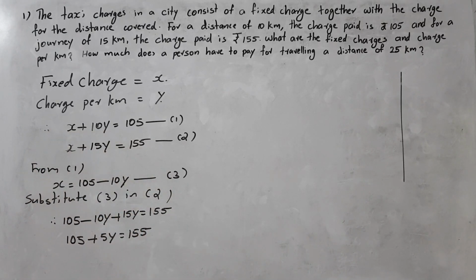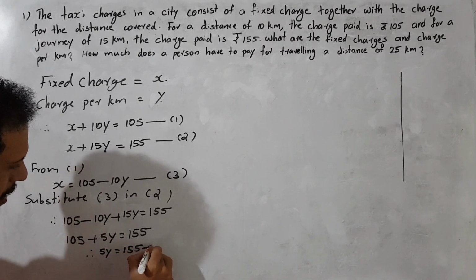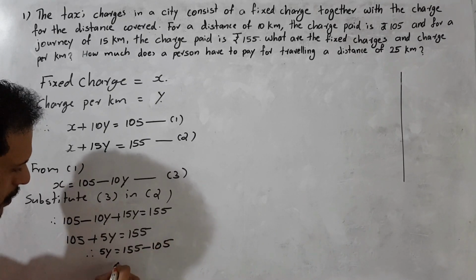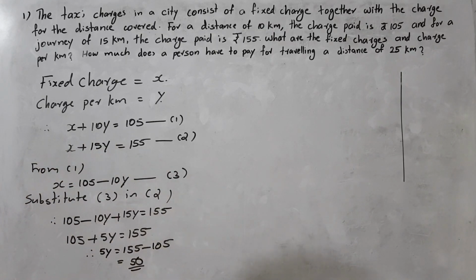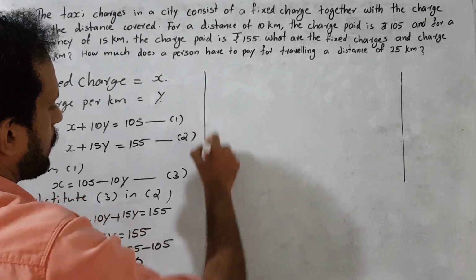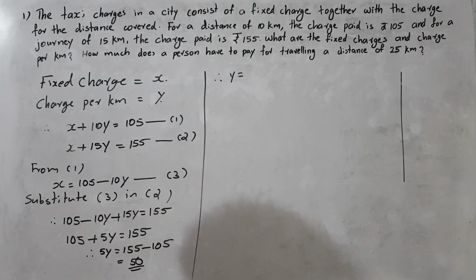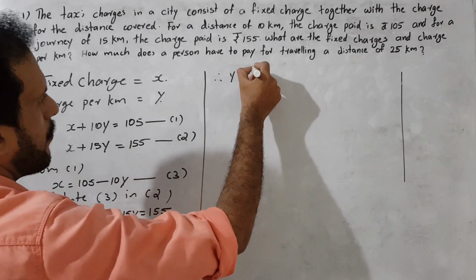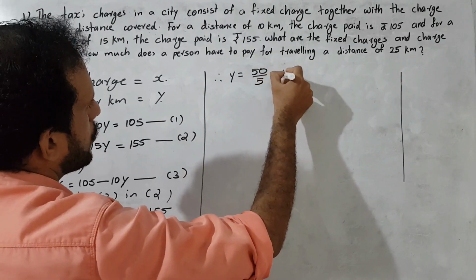Correct? Then what is next? Next we need to transpose 105. Therefore 5y is equal to 155 minus 105, correct? That is 50. So y is equal to, how do we find it? We transpose 5, then what do we get? 50 divided by 5 is equal to 10.